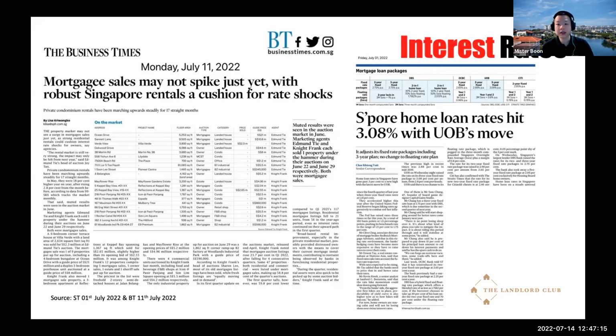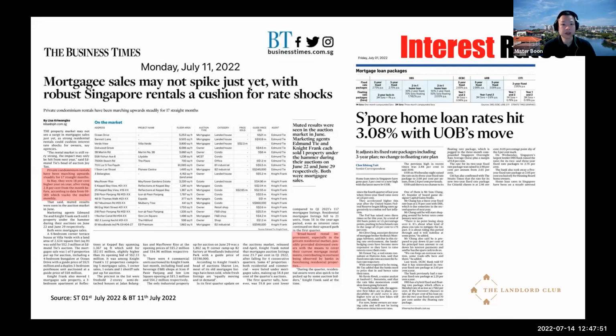And for the first time for a Singapore home loan, UOB has gone up to 3%. On the left side I have highlighted that there are 17 straight months of rental going up, one of the highest itself. Broad-based rental went up, so it is proving a cushion for mortgage sales. But just bear in mind, mortgage sales strategy has now become one of the marketing activities for agencies.